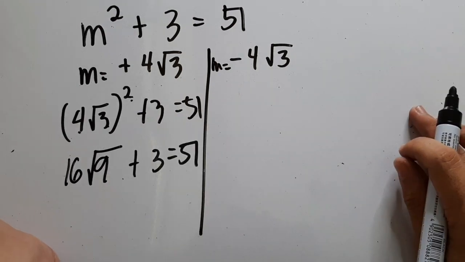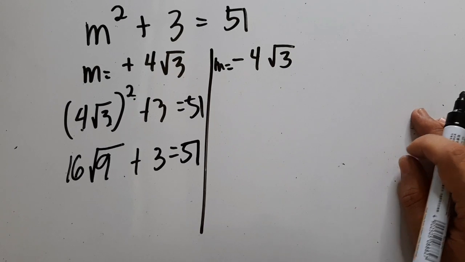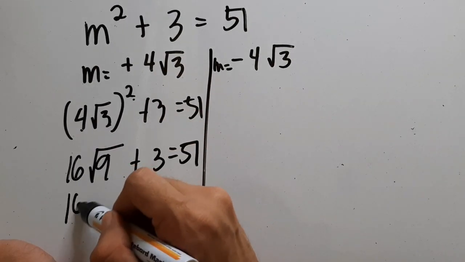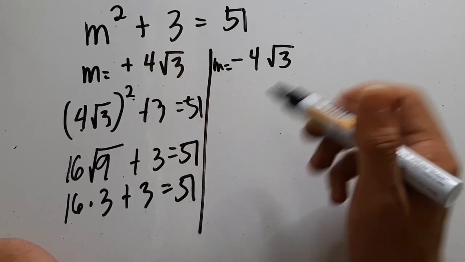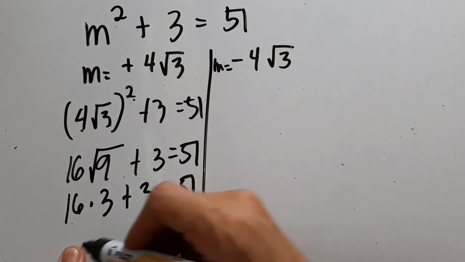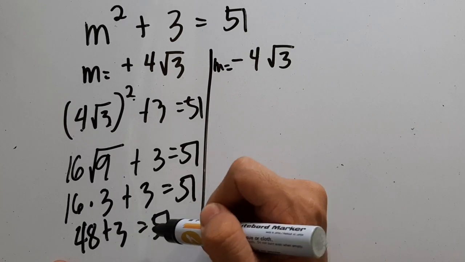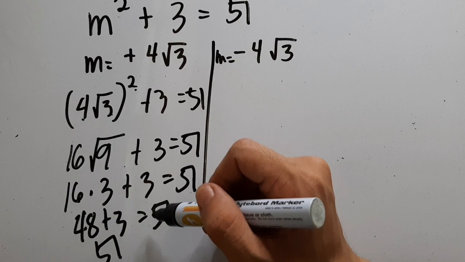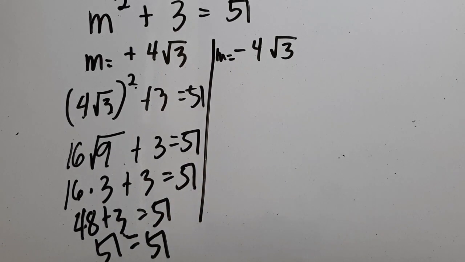Si 9 ba may perfect square? Yes. Kapag si 9 may perfect square, ang gagawin natin, ilalabas natin ang kanyang perfect square, which is 3. So we have 16 times 3 plus 3 equals 51. 16 times 3 is 48. Plus 3 is equal to 51. 51 is equal to 51. Gamitin naman natin ang negative value.